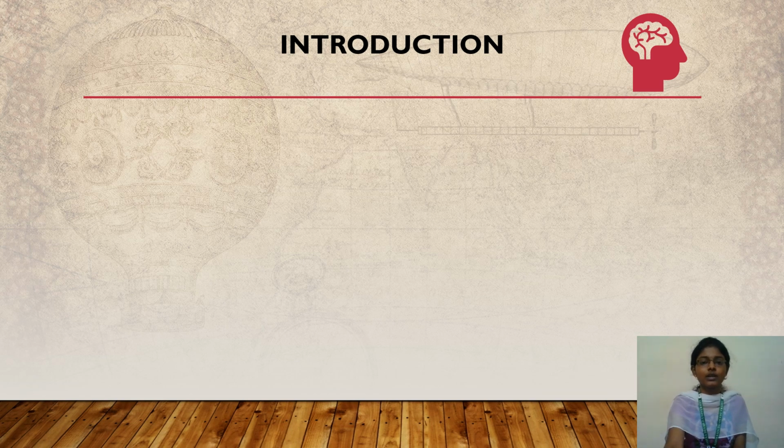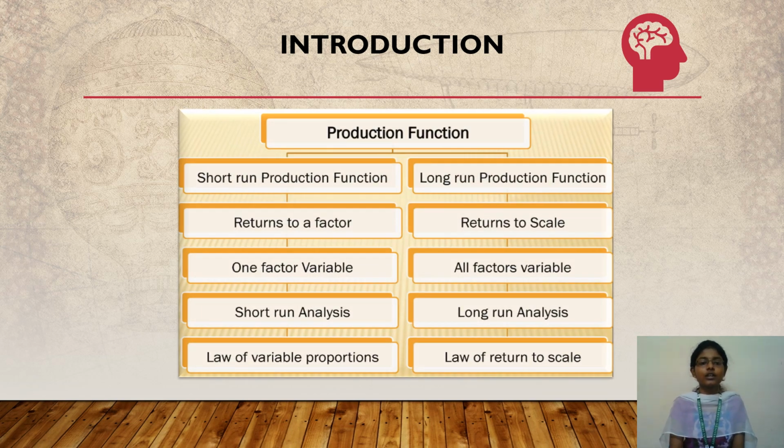First we will see about the introduction. Production function has two types. One is short run production function and another one is long run production function. It also has two types of laws. One is law of variable proportions and another one is law of return to scale.